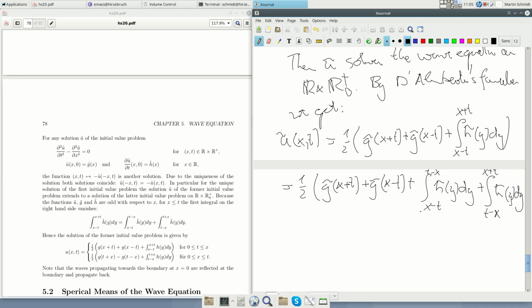Okay, and this integral vanishes by antisymmetry of h tilde, so this means h tilde of minus x is clearly minus h tilde of x. Yeah, the first integral vanishes.